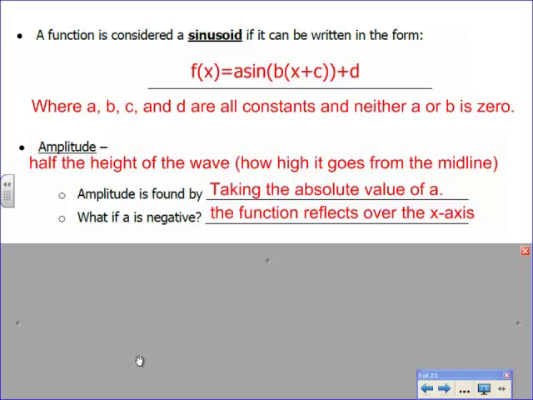Amplitude is found by taking the absolute value of A, so whatever number is out front. So a normal sine curve is 1 times sine of x, which makes its amplitude 1. If you put a different number out front, it does a vertical stretch, which would give you the new amplitude. What happens if A is negative? Well, we know this again from Unit 8. If A is negative, it's a negative outside the parentheses, and it will reflect over the x-axis.